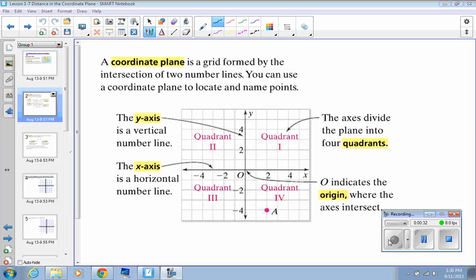So let's review. A coordinate plane is a grid formed by the intersection of two number lines. You can use a coordinate plane to locate and name points. We already wrote that down from the other slide. You don't have to write it again.